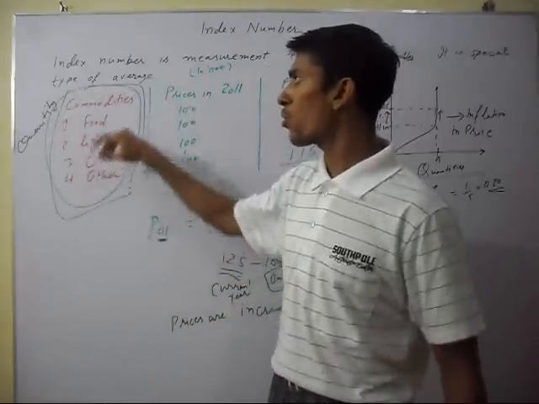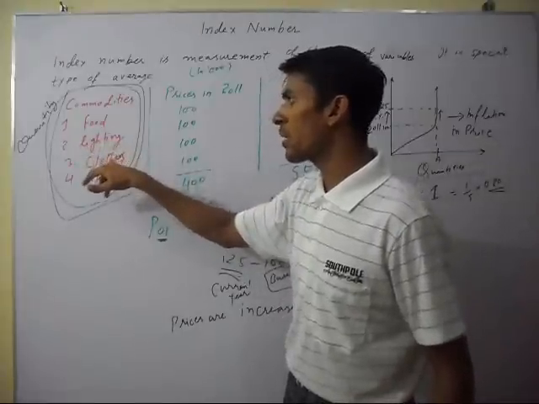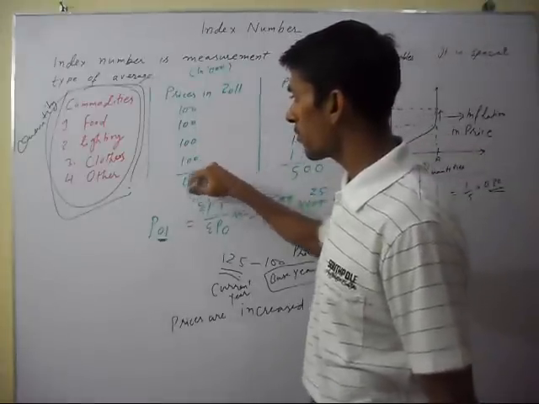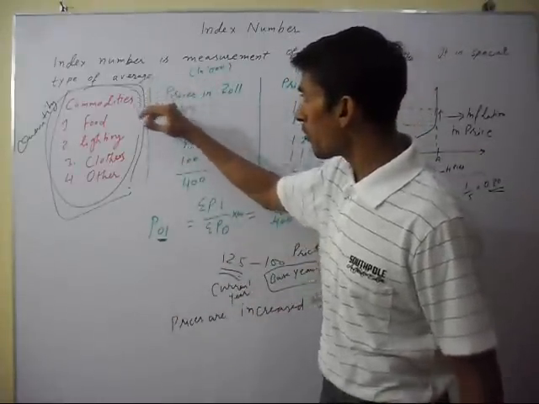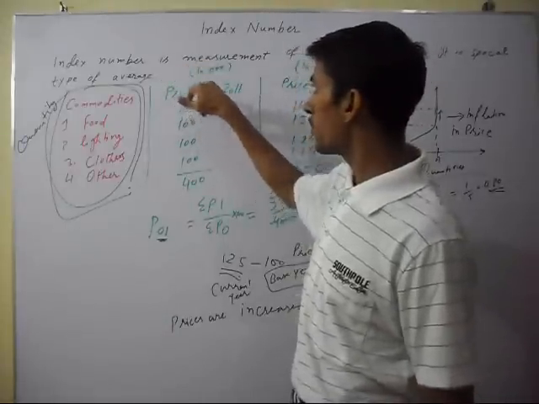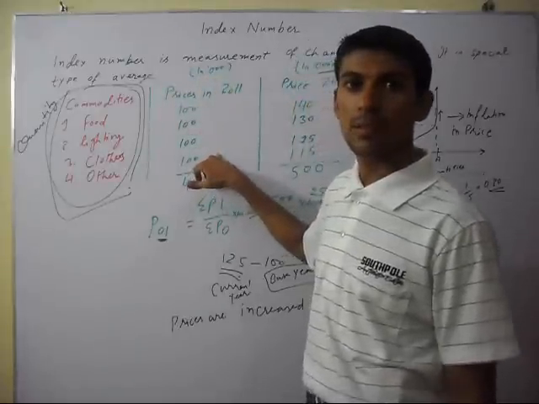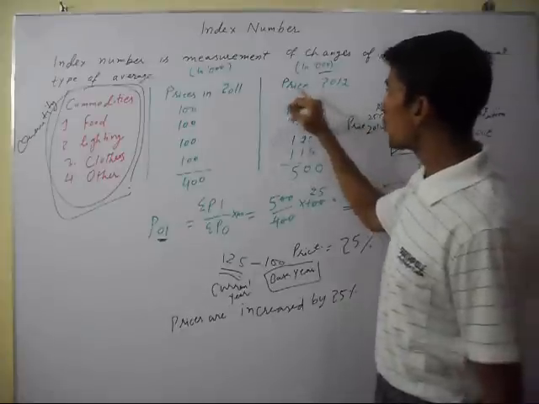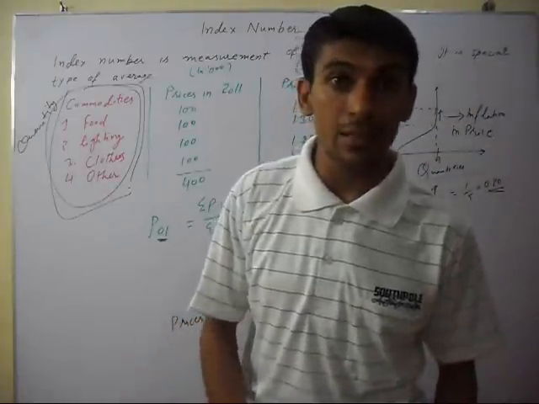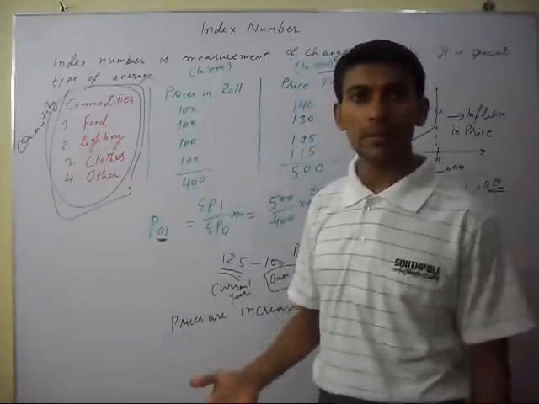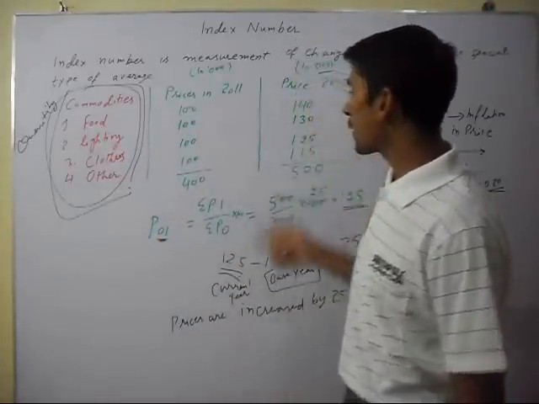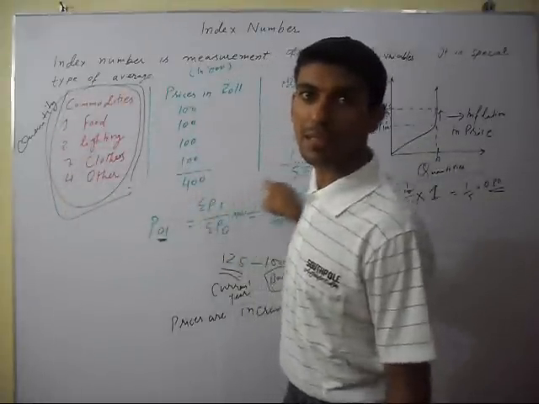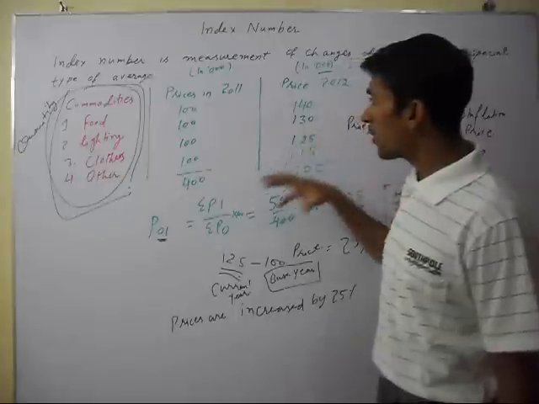Suppose we have consumed commodities, food, lighting, clothing and other things for our standard of living. And prices are 100, 100, 100, 100, total 400. Actually, in one year we consume 1 lakh, not 100. We just showed this, and this is actually 1 lakh, 1 lakh, 1 lakh. This is 4 lakh. In the current prices, we consume 1 lakh 40,000, because prices of food increased. Lighting prices will increase per unit. 1,30,000, 1,25,000, 1,15,000. Our consumption is the same, but prices have increased in different ways.